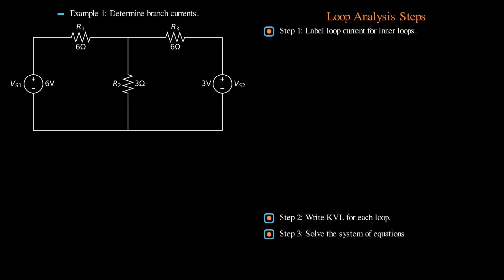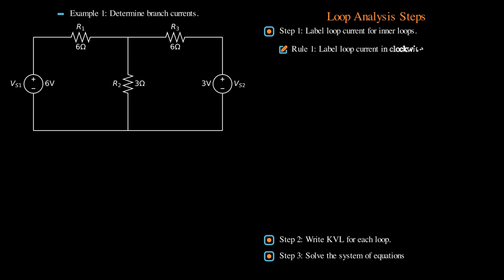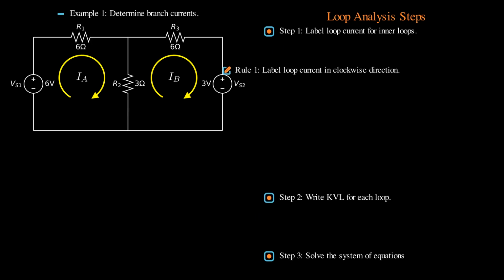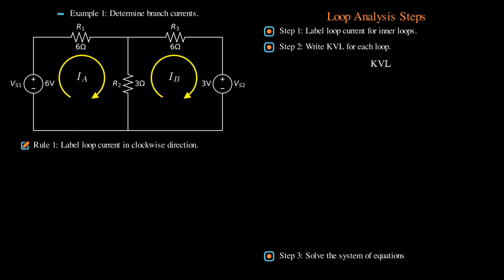Step 1 is to label loop current for inner loops. Rule number 1. We simply label the loop current in clockwise direction for consistency. I will show you later that we will get the same solutions regardless of the direction. Step 2 is to write KVL for each loop. KVL stands for Kirchhoff's voltage law.